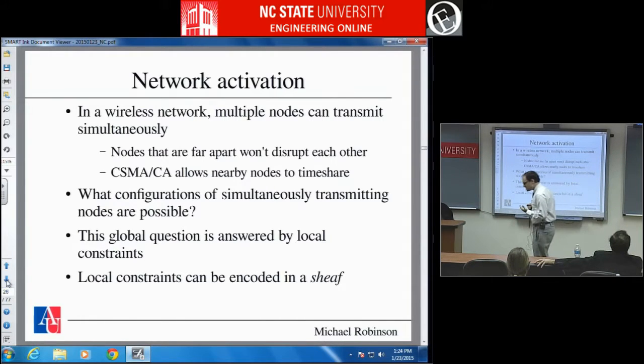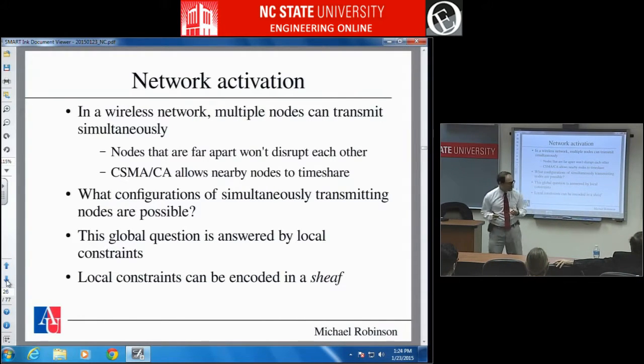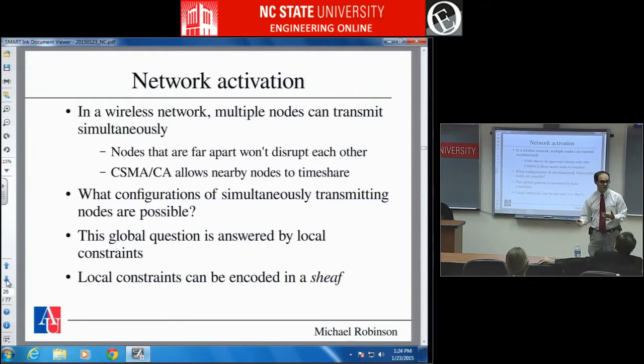So that allows us to do some kind of communication, but immediately brings up the combinatorial question, what possible configurations of transmitting nodes are possible? So what configurations of transmitting nodes are allowed without breaking this media access protocol? In particular, without breaking the collision avoidance aspect of this protocol. Now, the insight from sheaf theory is that this is a global question, but it's driven by local constraints.